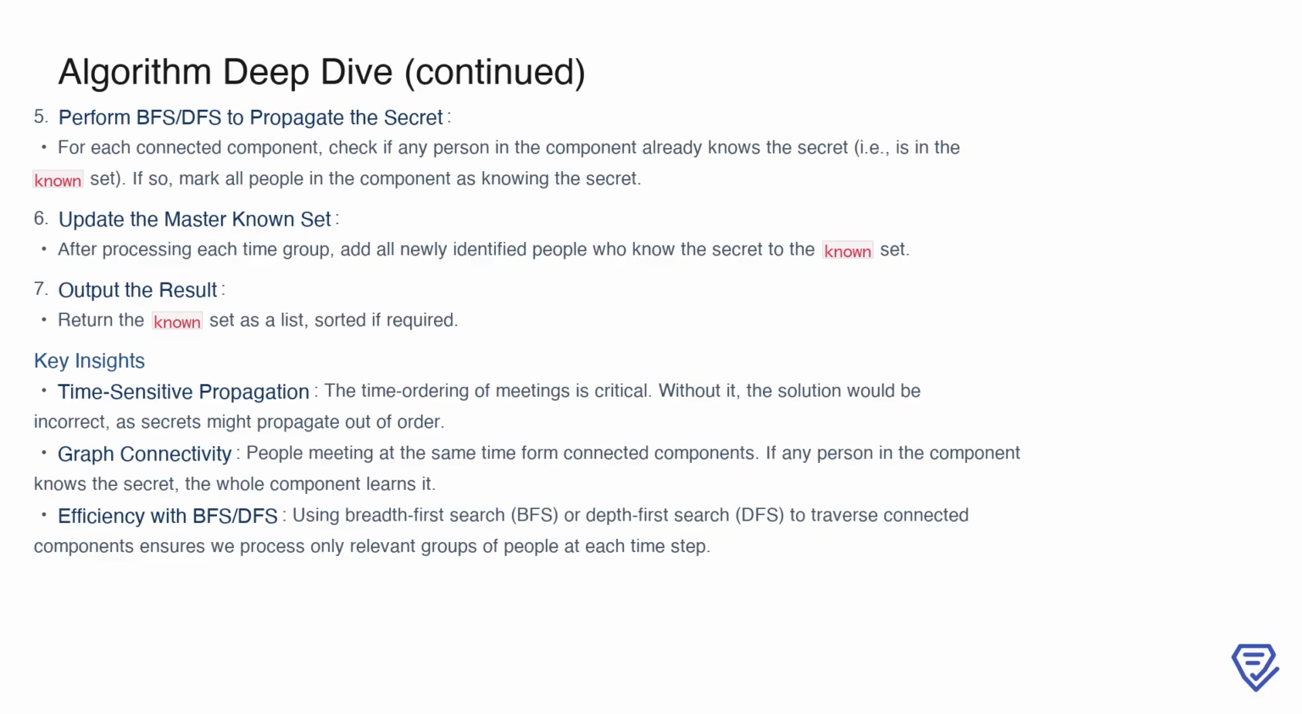It's important to note the insights that make this solution work. Respecting the time order of meetings is critical, as out-of-order propagation would lead to incorrect results. Additionally, using graph connectivity ensures that we only process relevant groups of people at each time step, while BFS or DFS allows us to efficiently traverse those groups.